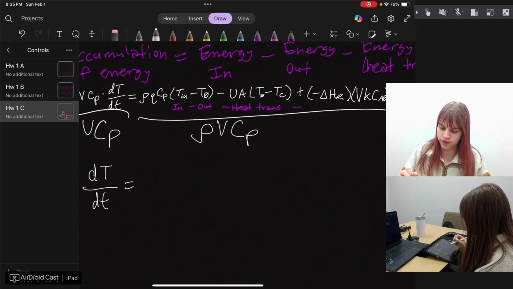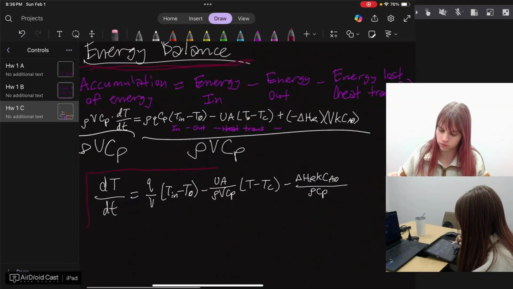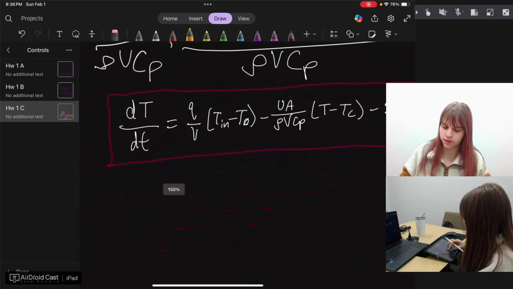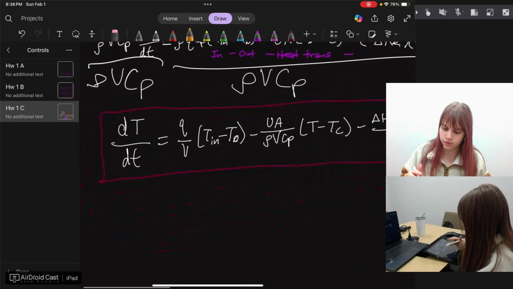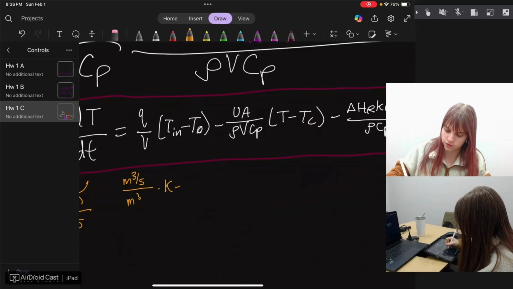All right, I'm going to skip ahead and fill this out for you guys. Okay, so I've written that out. We have our energy balance. And similar to what I did before, I'm going to quickly check these units. So we know that this should be kelvins over seconds. So we have meters cubed per second over meters cubed times Kelvin. So we have Kelvin over seconds.